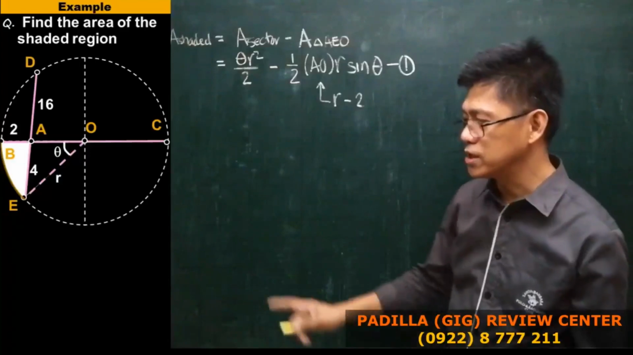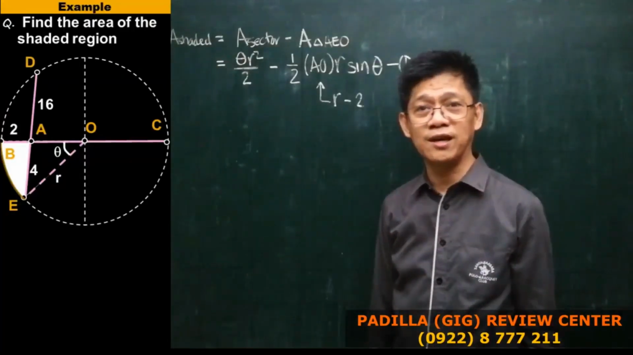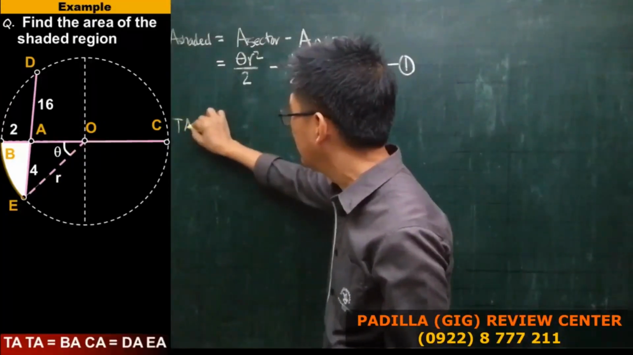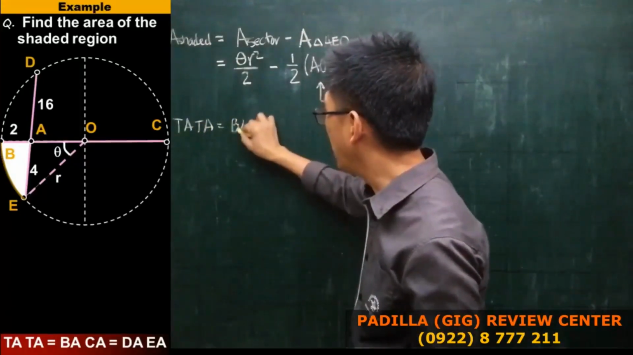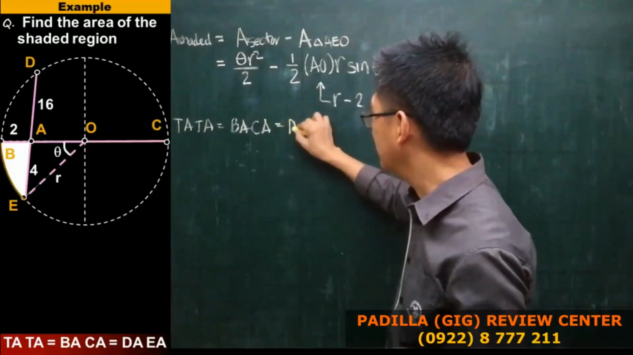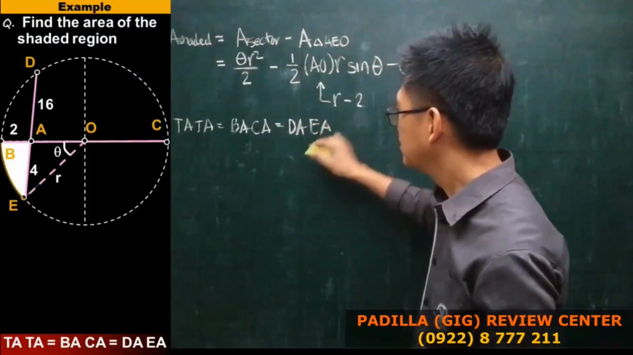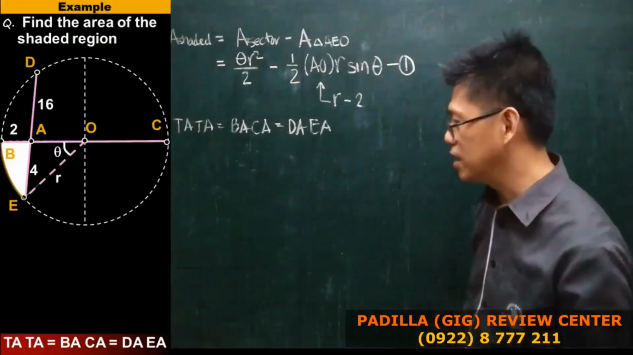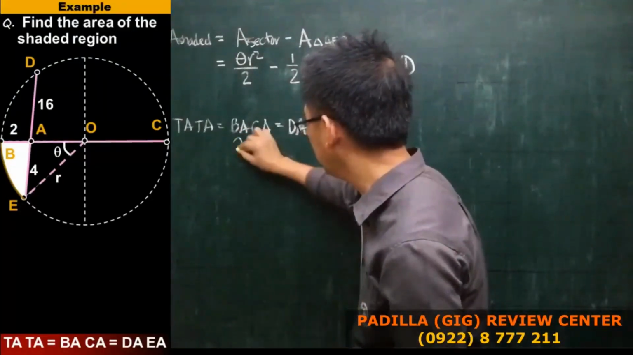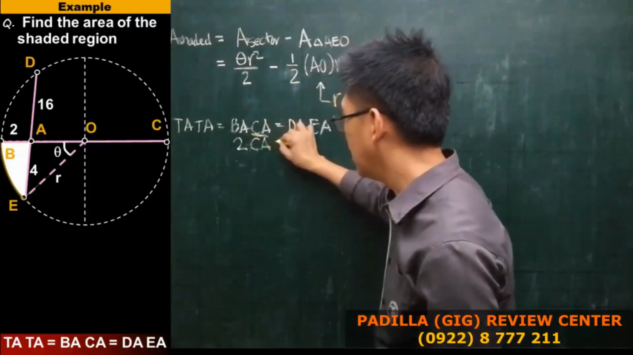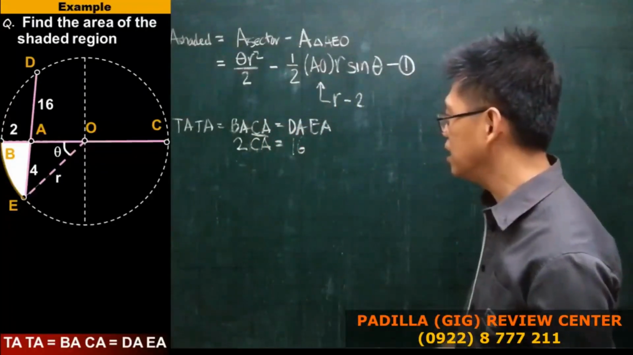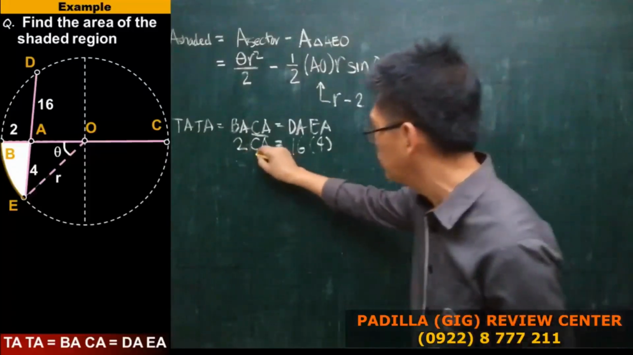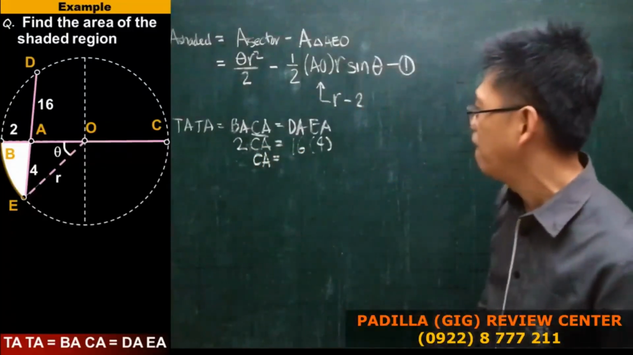Now, as you can see, the 2, 16, and 4 were formed using intersecting chords. So, we now apply the formula, the tangent-secant, cross-chord formula. We have no tangent line here, just cross chords, so we apply this. Our BA from the figure is 2. Our CA is unknown. Our DA is 16. Our EA is 4. So, solving for CA, it's 64 over 2. Our CA is going to be equal to 32.